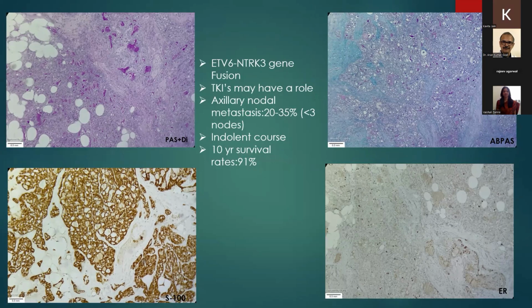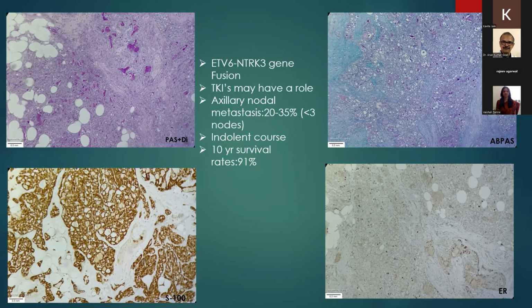What is pathognomonic of these tumors? The ETV6-NTRK3 gene fusion is always seen in these tumors, and this can be demonstrated using RT-PCR or FISH. However, now there is an antibody called pan-TRK IHC, which can also be used to identify these tumors. Now, axillary lymph node metastasis is generally not seen in young adults, but in the elderly age group, node involvement is seen, which can be as high as 30%.